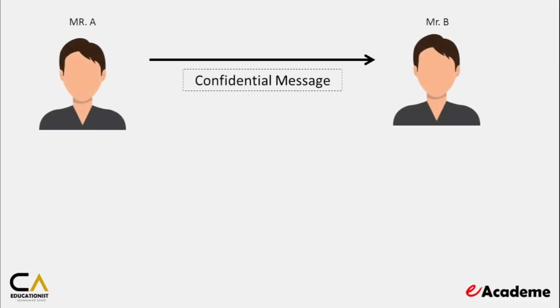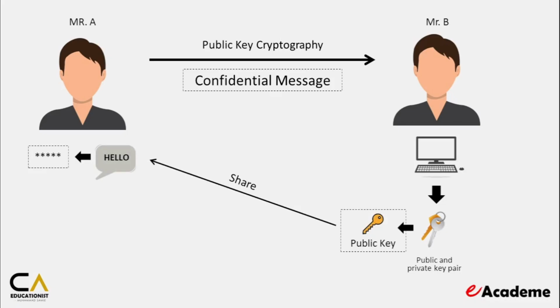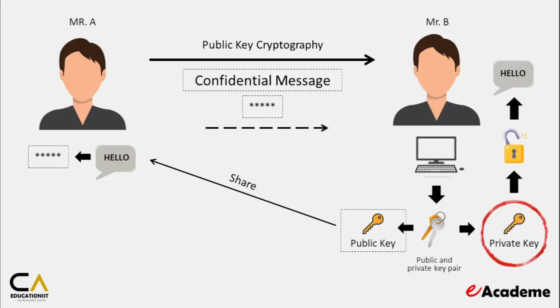Let us now summarize this through an example. Mr. A has a confidential message that he wants to send to Mr. B using public key cryptography. For this, first, Mr. B has to generate his pair of public-private keys from an algorithm on his computer system. He will then share his public key with Mr. A. Mr. A will use Mr. B's public key to encrypt the message. This encrypted message will reach Mr. B. He will use his own corresponding private key to decrypt the message and read it.